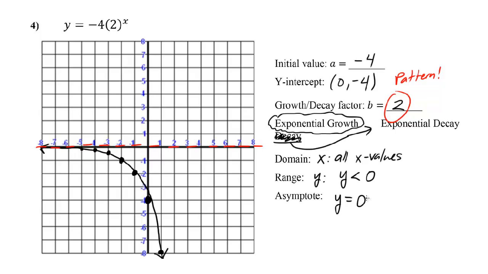Alright, so no table of values, nothing. All we had to do was kind of look at our equation, graph our initial value, follow our pattern, and we got it from that. Let's go ahead and try the next problem.